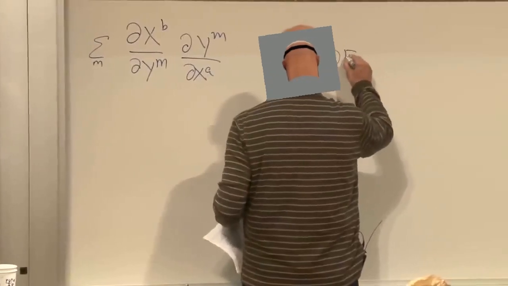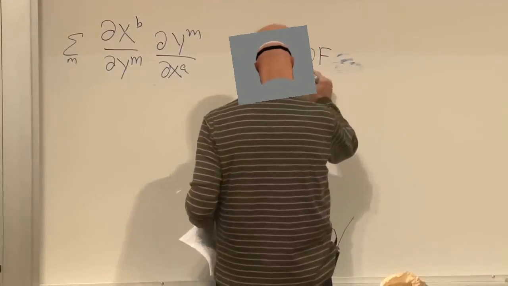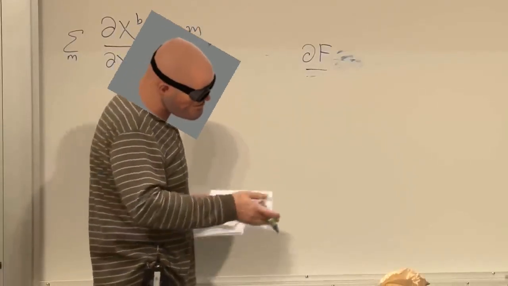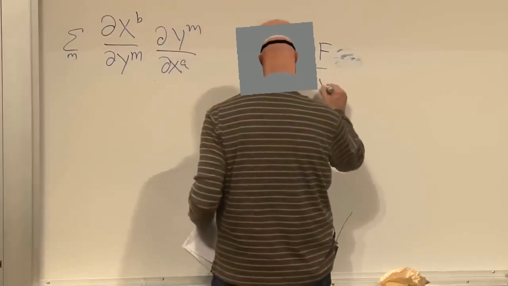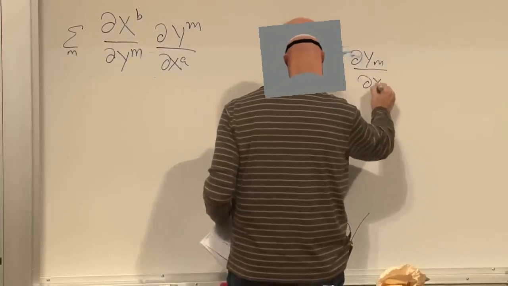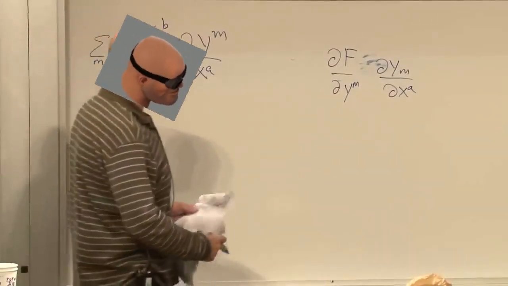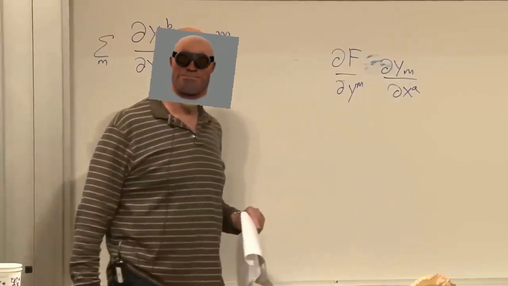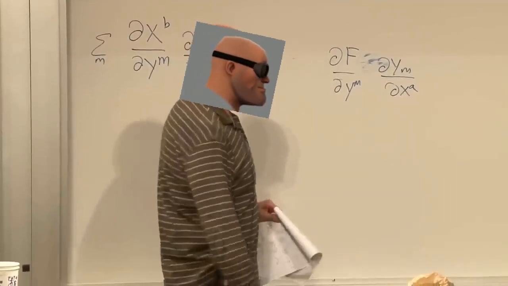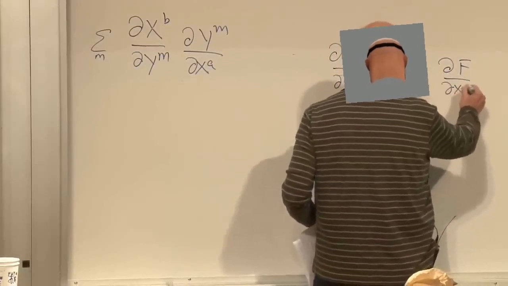Let's take df of x, or df. f is both a function of x and y. I mean, it's a function of x, but because x depends on y, it's also a function of y. ∂f by ∂ym times ∂ym by ∂xa. You know what this is? The change in f when you change y a little bit times the change in y when you change x a little bit. What does it give you? It gives you df dx with an index. It gives you ∂f by ∂xa.